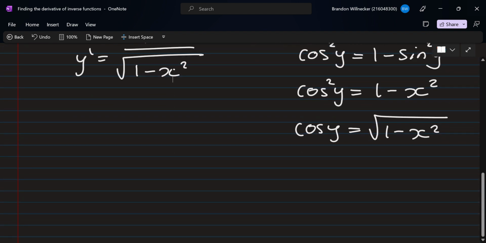Okay, for the next example, we're going to have y is equal to the natural log of x, which we defined previously as the inverse of the exponential.